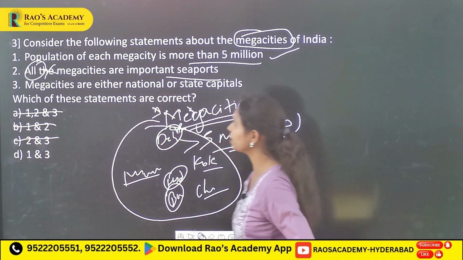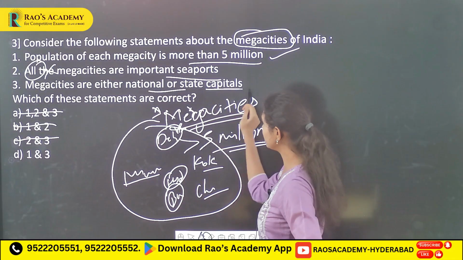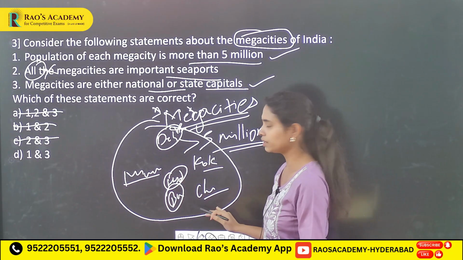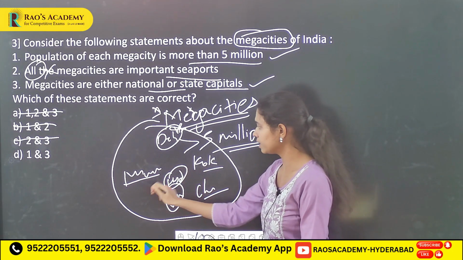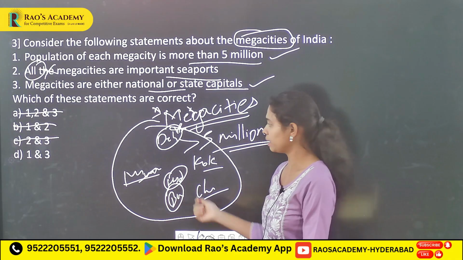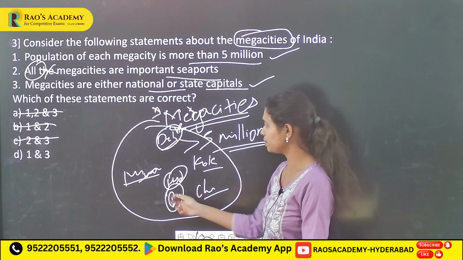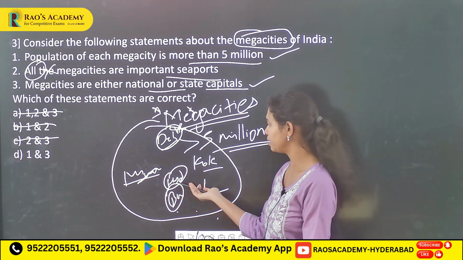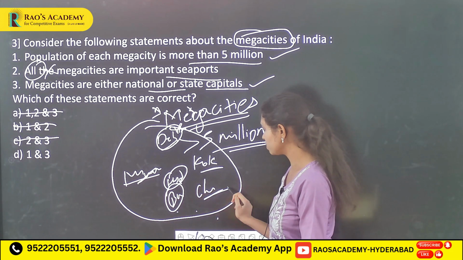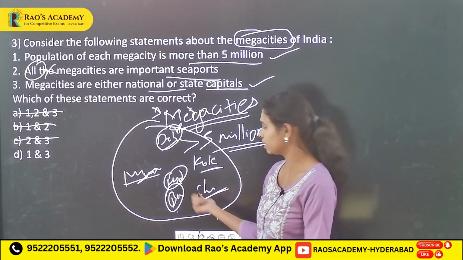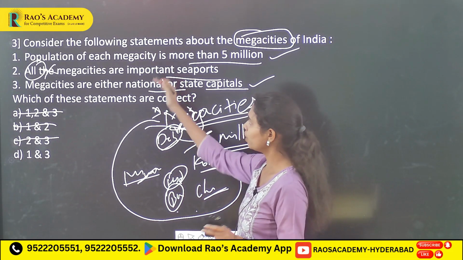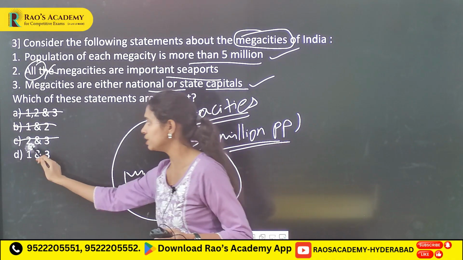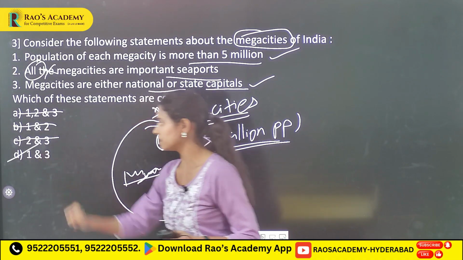Then followed by, mega cities are either national or state capitals, which is a correct statement. As I told you, all of these mega cities are either state capitals or the national capital. New Delhi is the national capital, followed by Mumbai, the capital of Maharashtra, Bangalore, capital of Karnataka, Hyderabad, capital of Telangana, Kolkata as well as Chennai, the capitals of West Bengal as well as Tamil Nadu. In such a way, options 1 and 3 are the correct statements regarding mega cities. So option D is the correct answer.